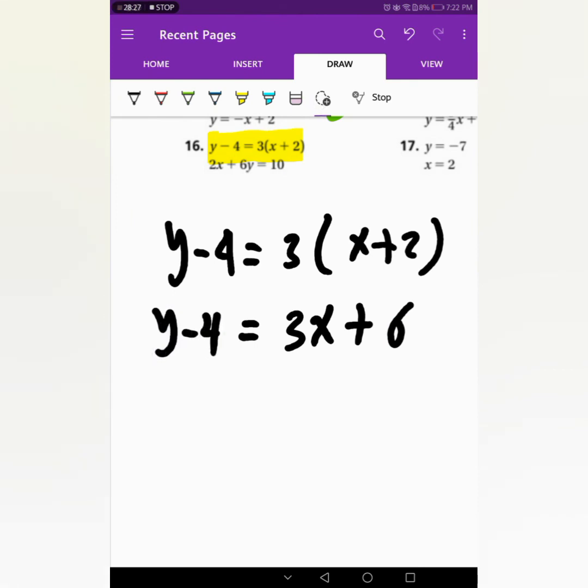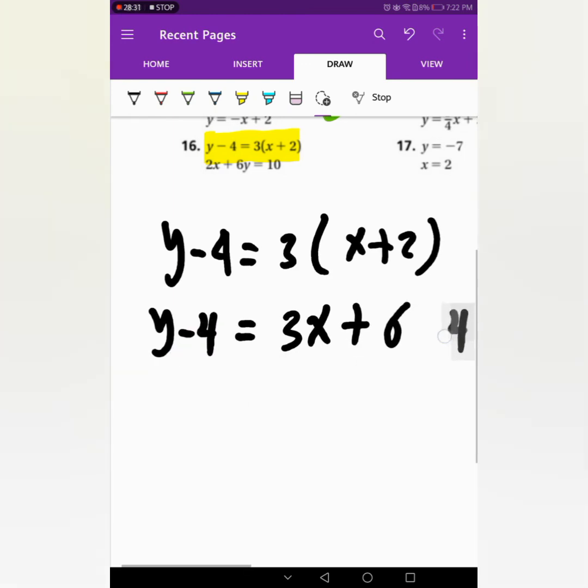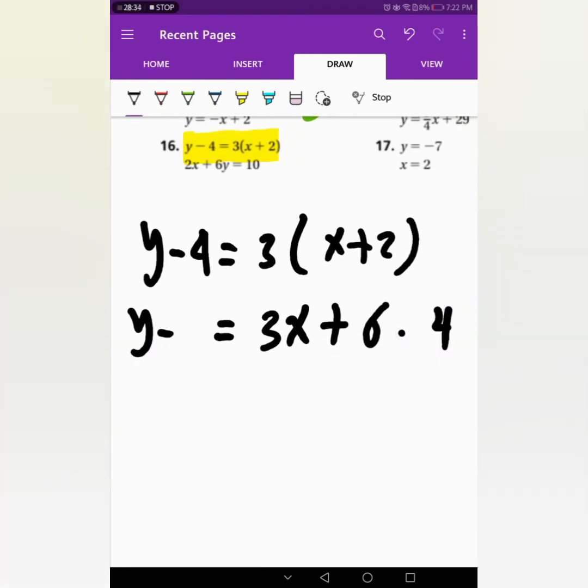And I can replace this. Put it here and make it positive, because we change the sign. So y equals this. Now can you find 6 plus 4 equals 10. What is the slope here? 3. Okay, we are done. Now move to the next side.